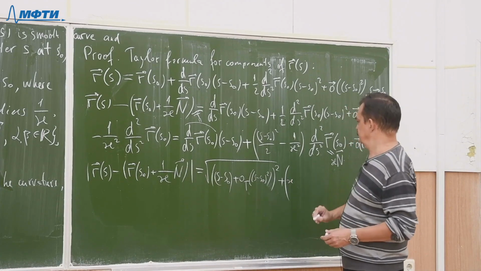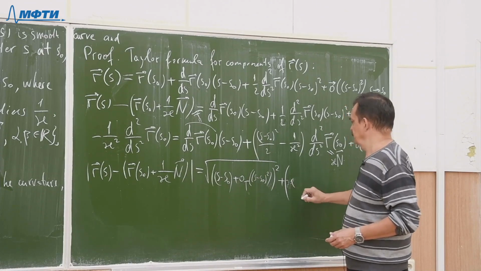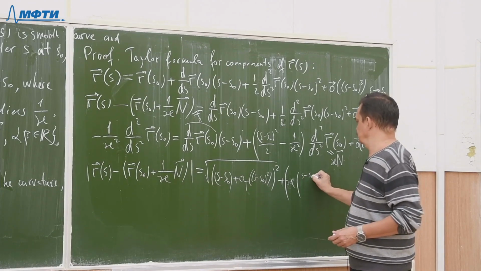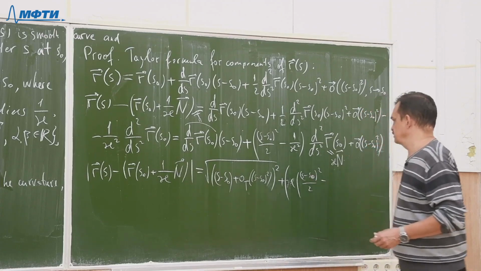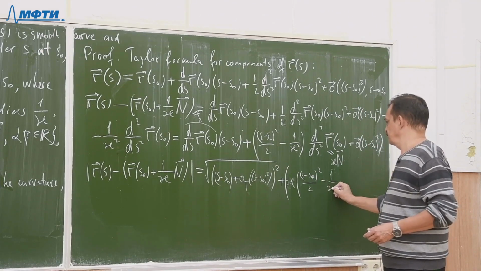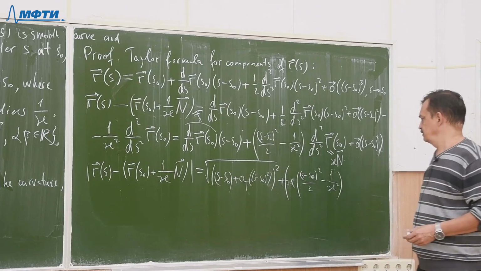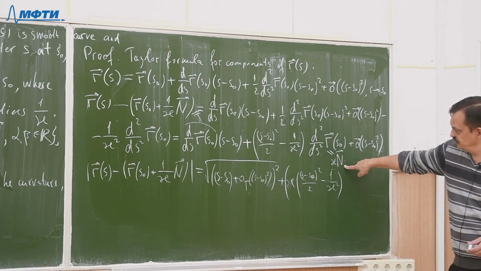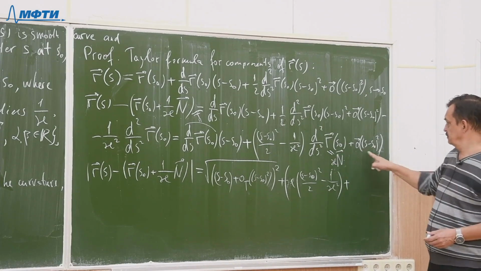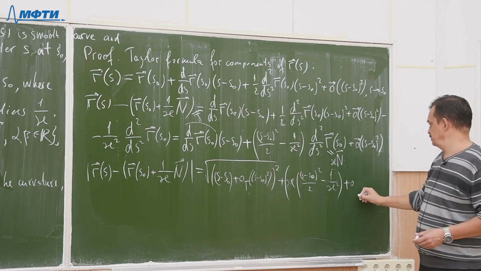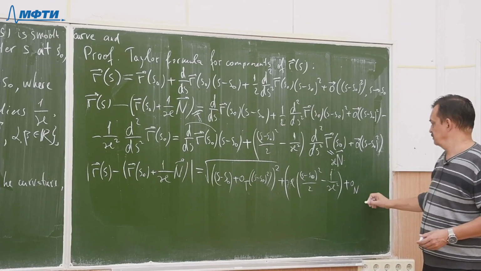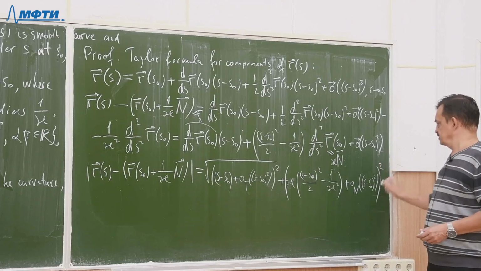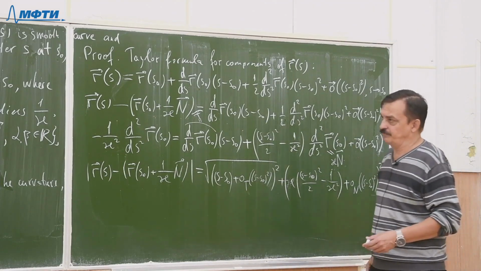Kappa times S minus S naught squared over 2 minus 1 over kappa squared. Yeah, that is the coefficient in n, right? Plus, also there is a component here. I'll denote it or n of S minus S naught squared also plus third component.